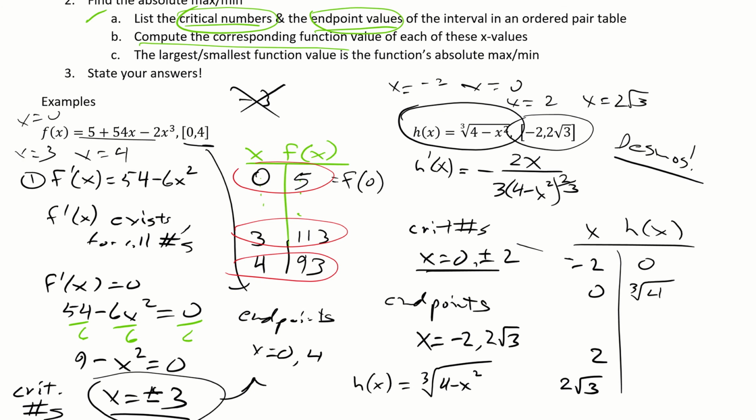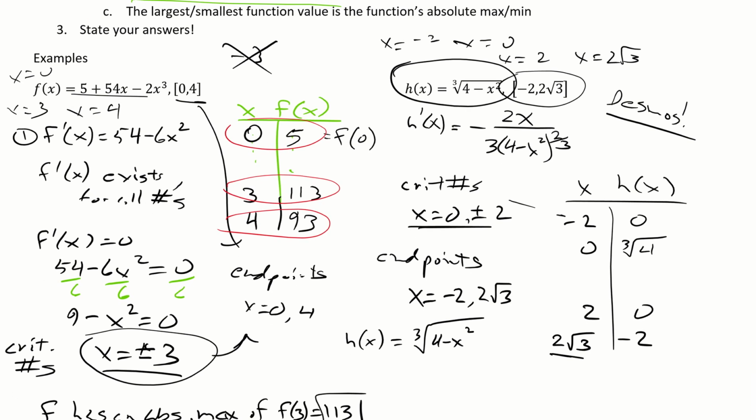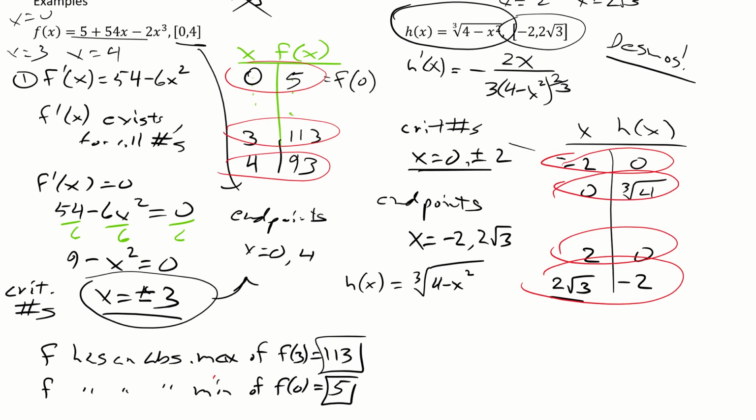If I plug in 2, likewise 0. And I figured this one out earlier; I chose this guy for a reason. If I plug in 2 radical 3, x squared becomes 12. 4 minus 12 is minus 8. The cube root of minus 8 is minus 2. Last thing before the video ends, we compare these values and we decide which one's the max and which one's the min.